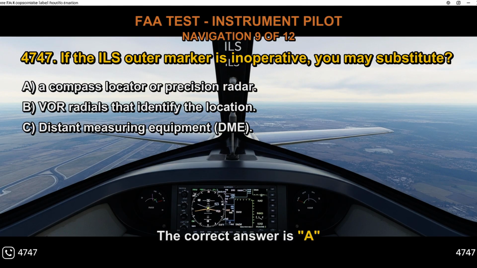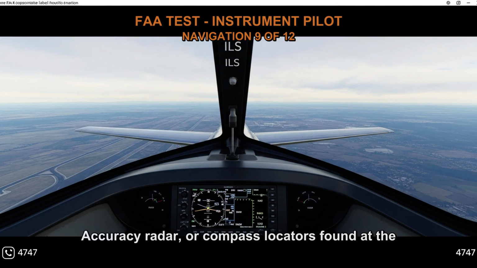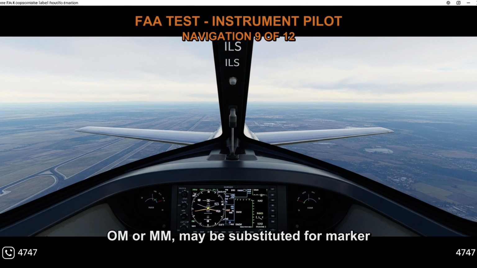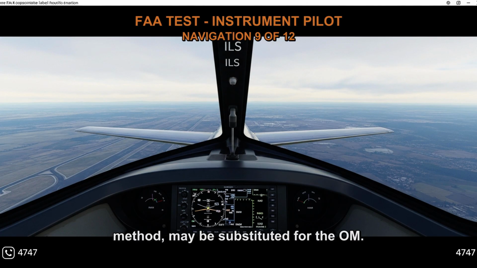The correct answer is A. Precision radar or compass locators found at the OM or MM may be substituted for marker beacons. DME, when indicated within the method, may be substituted for the OM.